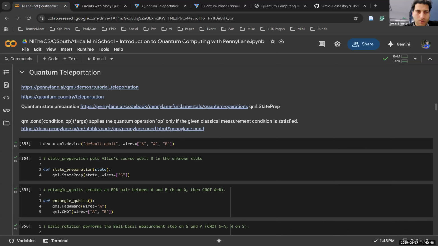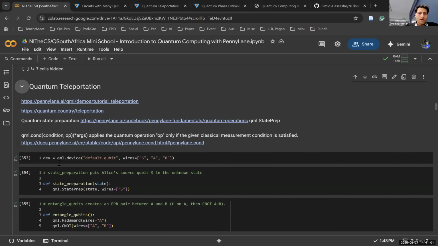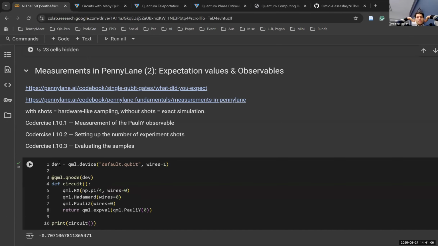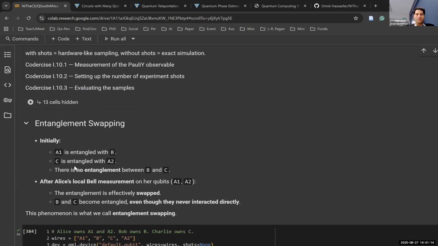Let me check. What else should I tell you? Okay, two things. One thing is the measurement of the expectation value on an observable, and the other thing is gate teleportation. But first of all, let me skip this and talk about something a little more advanced: entanglement swapping, or entanglement teleportation. That is also a very interesting phenomenon.